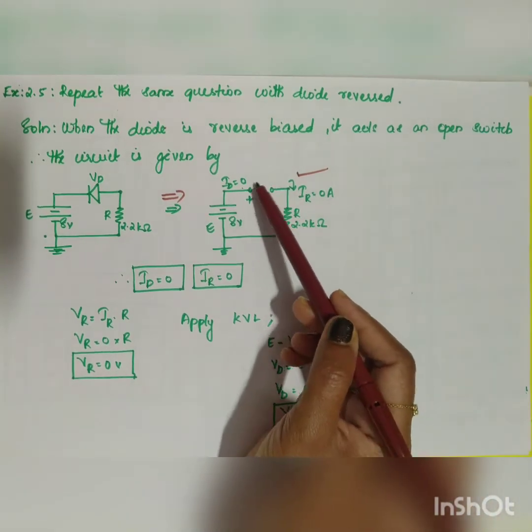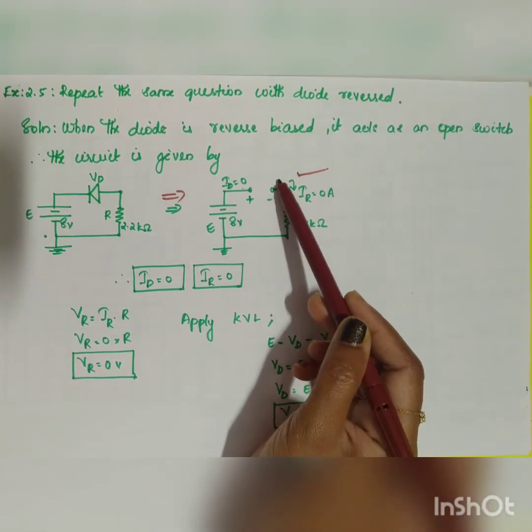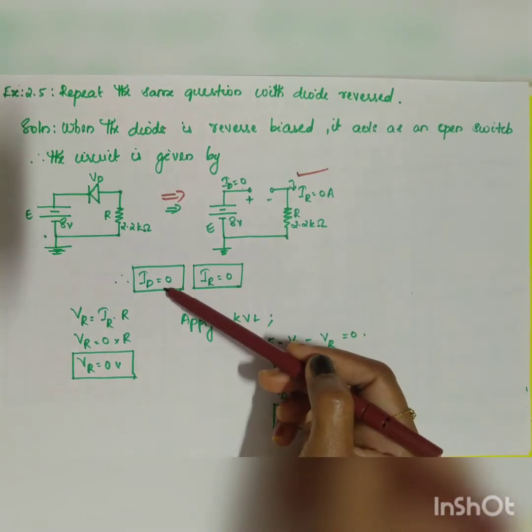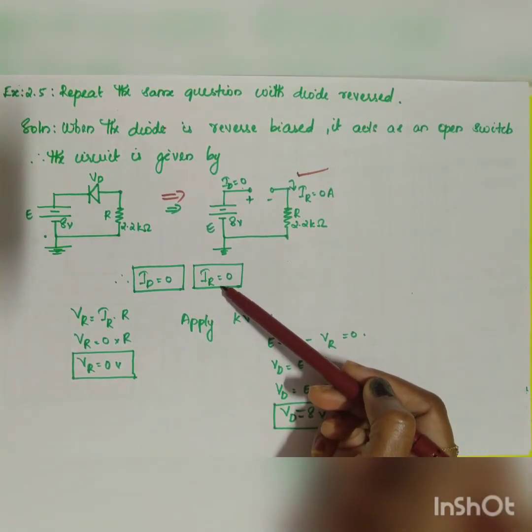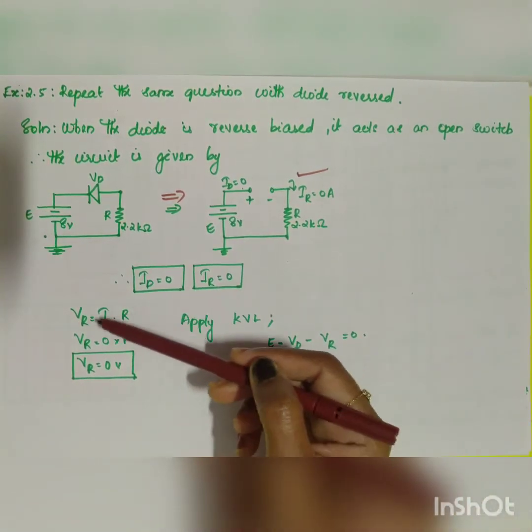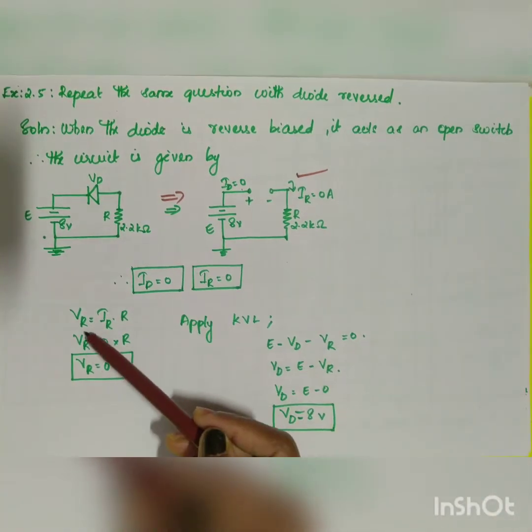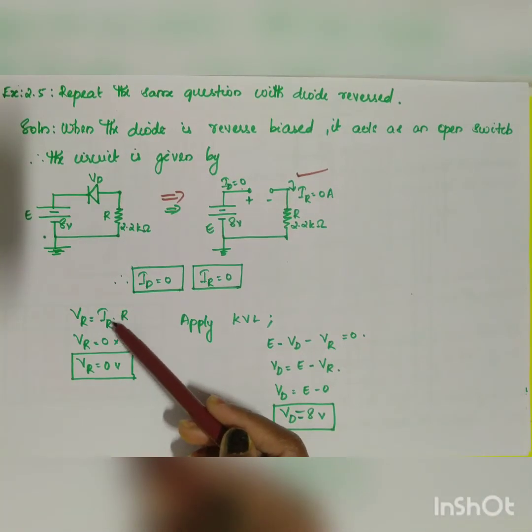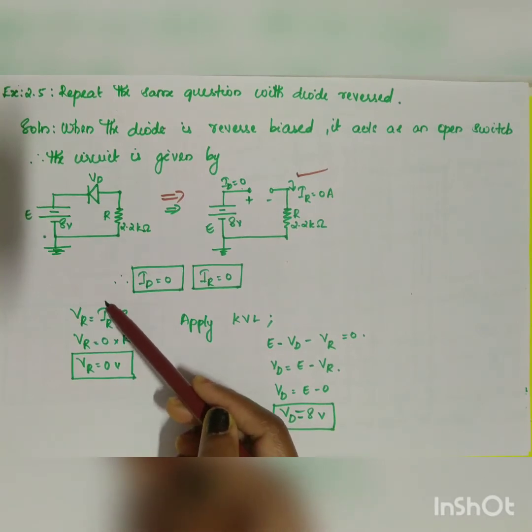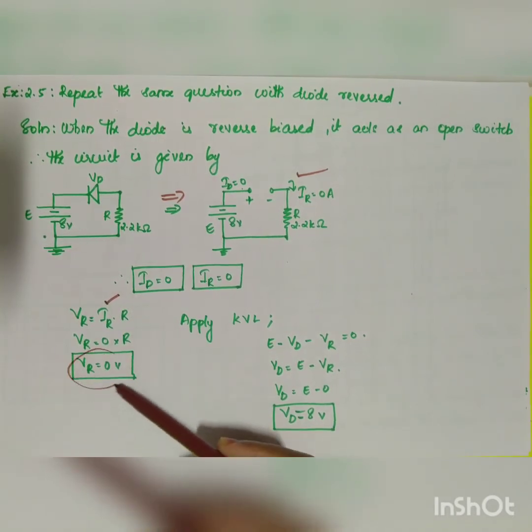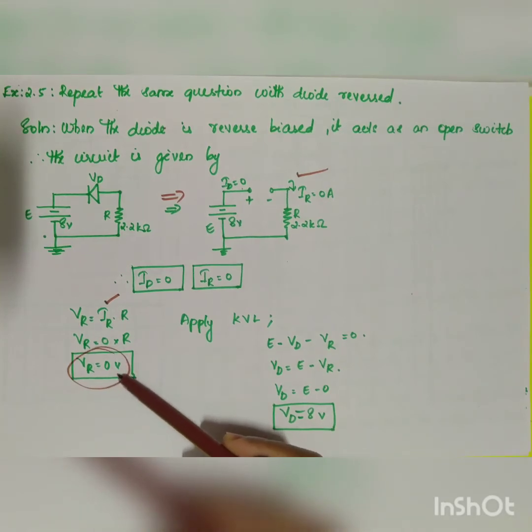So what will be the current flow? An open switch means current is equal to 0. So ID is equal to 0, IR also is equal to 0. So what is your VR? V is equal to IR, so VR is equal to IR into R. You know that IR is equal to 0, so VR also is equal to 0 volt.